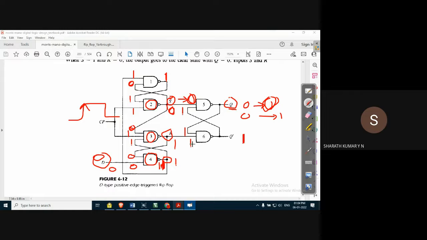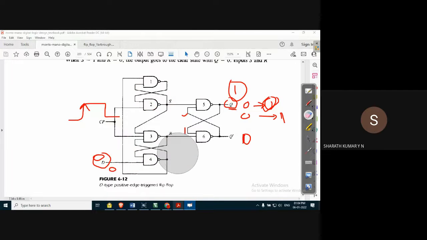This input is 1. With 1 and 1, the output of Q dash is 0. When this 0 is applied to this NAND gate, the output remains at 1. So output Q is at 1. Okay, fine. Now, what happens at the input stage? Let me erase all this. I'll discuss the clock pulse part now.